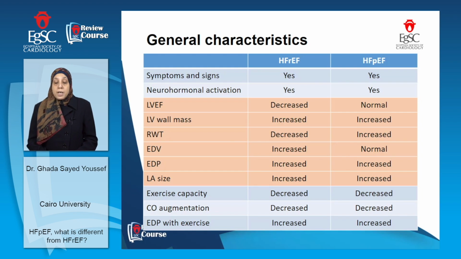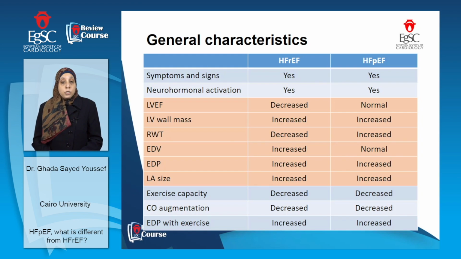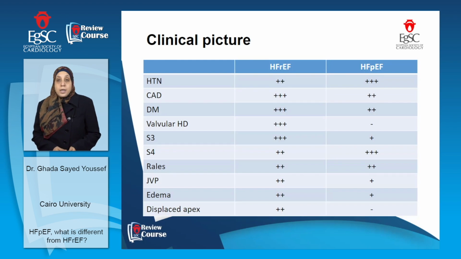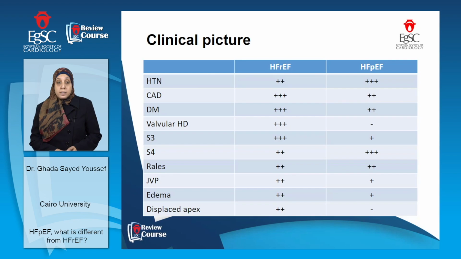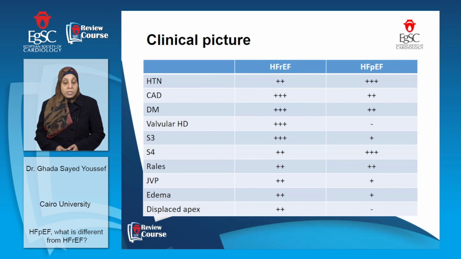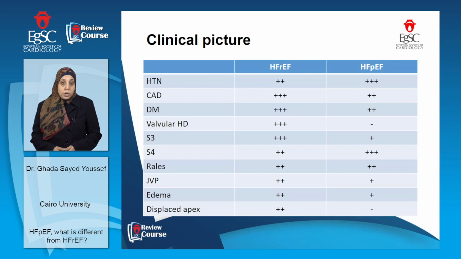Patients in both conditions have reduced exercise capacity, reduced augmentation of cardiac output, and reduced or increased end diastolic pressure with exercise. As regards the clinical picture, patients with HFpEF have higher incidence of hypertension, while those with HFrEF have higher incidence of coronary artery disease and valvular heart disease. Because of the dilated ventricle, patients with HFrEF have S3, while patients with HFpEF have S4 because of the stiff ventricle. Patients in both conditions may have rales, jugular venous elevation, edema, but the displaced apex is more in patients with HFrEF.